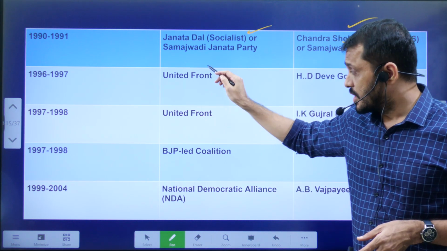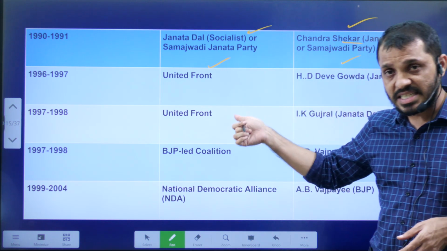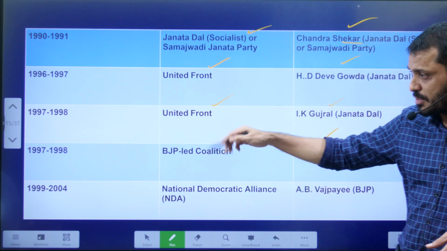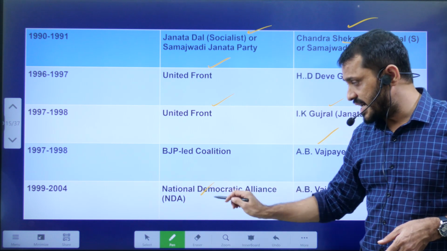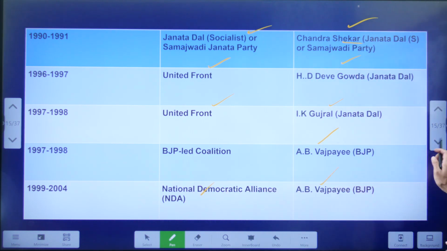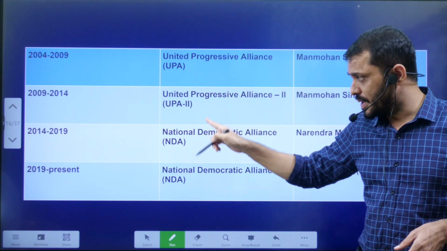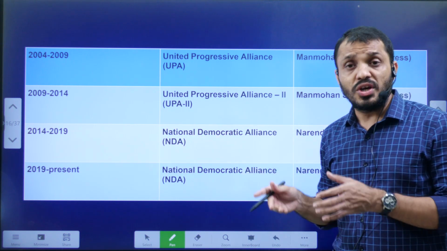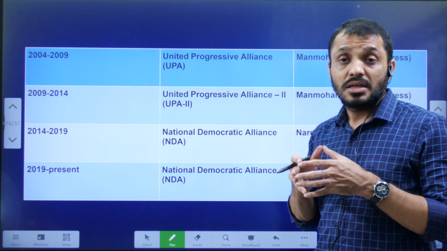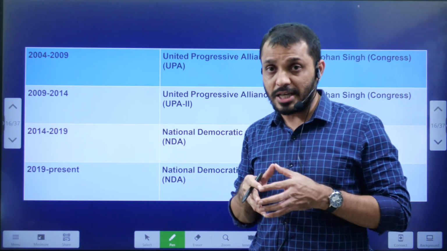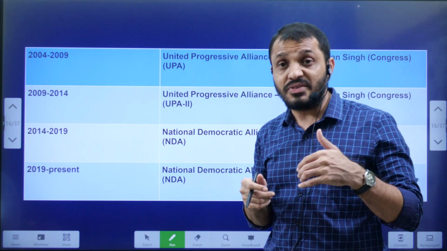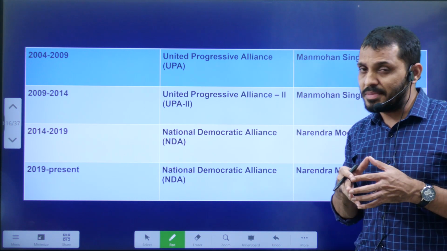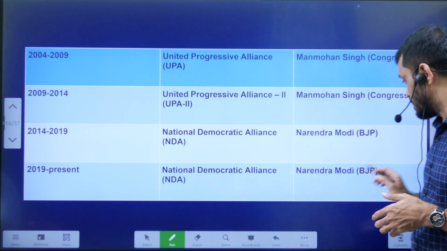Then 1996 to 97, United Front, HD Deve Gowda. 1997-98, United Front, IK Gujral. 1998-99, AB Vajpayee, BJP-led coalition. 1999 to 2004, NDA, National Democratic Alliance, AB Vajpayee. Then you know that UPA 1, UPA 2, NDA and NDA. In this, since 2014, the influence of regional parties is decreasing and national politics is driven by a single party, BJP, because it is getting the required majority in the Lok Sabha. Of course, in the upcoming Lok Sabha elections, we may see the growing importance of regional parties.